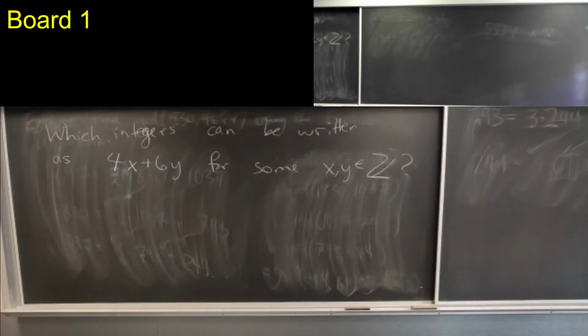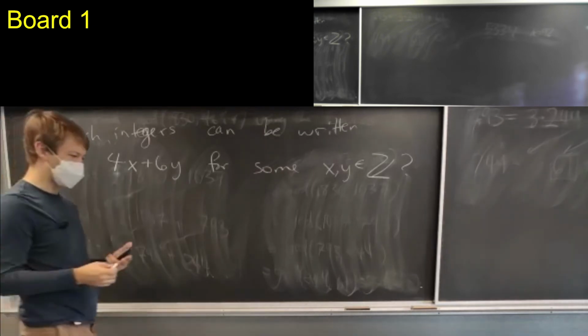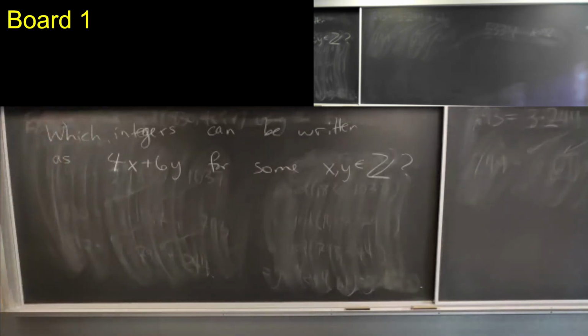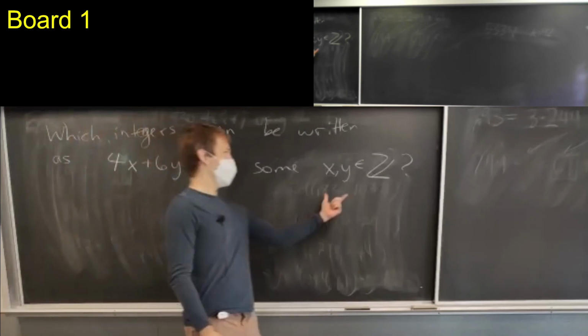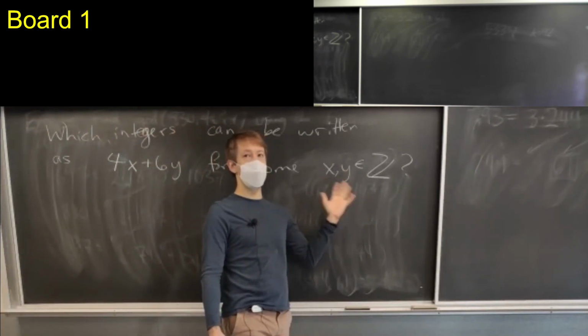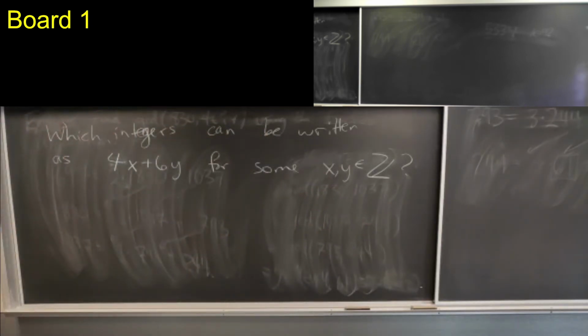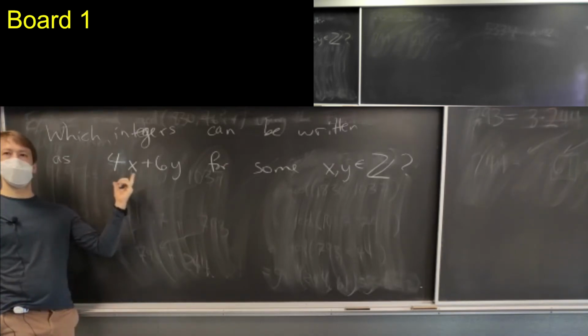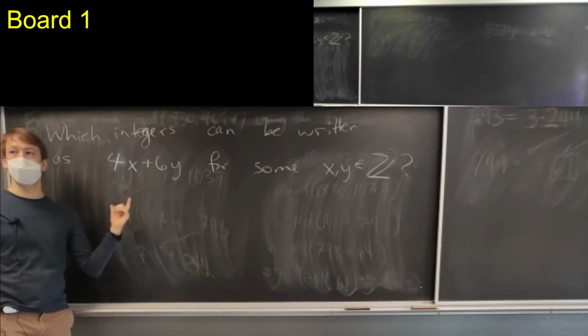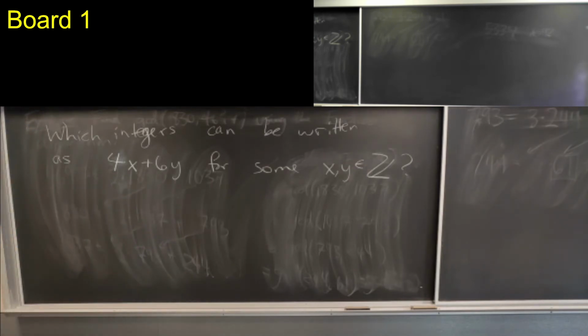This is kind of like when we were doing induction, I think we had an example like which integers can be written as a sum of 3s and 5s. This is similar, except a little bit different, because now I'm allowing x and y to be positive or negative. So you don't have to use positive numbers, you can use negative numbers. But the question is just, which numbers can you represent as 4x plus 6y for some x and y? It might be easier to first think, what numbers can you not represent?